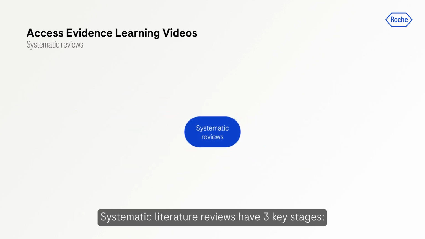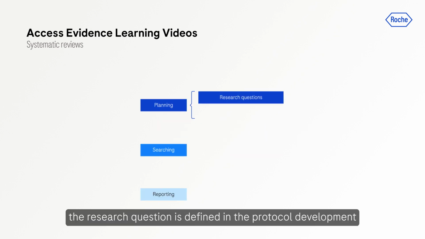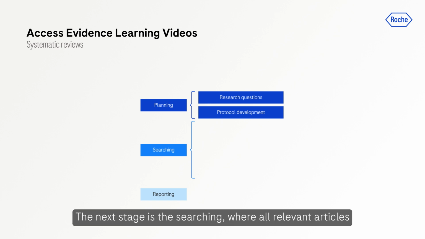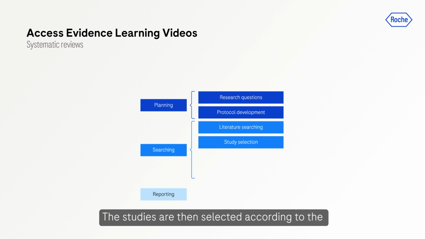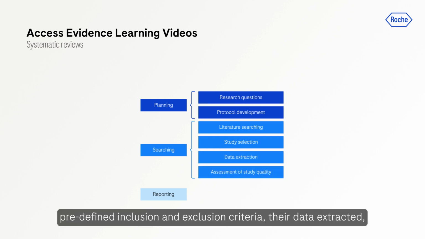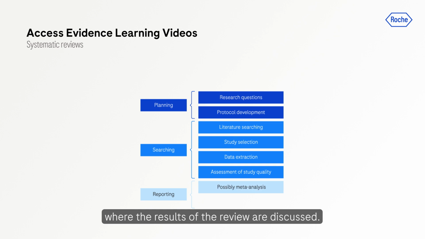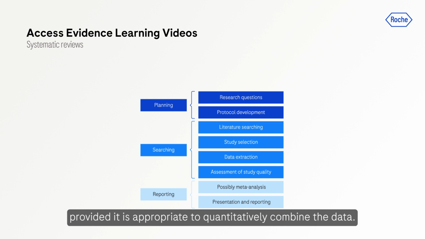Systematic literature reviews have three key stages: planning, searching, and reporting. In the planning stage, the research question is defined in the protocol development, which describes how the literature review will be conducted. The next stage is the searching, where all relevant articles are identified according to an explicit pre-specified search strategy. The studies are then selected according to the predefined inclusion and exclusion criteria, their data extracted, and the quality of their design and reporting assessed. The final stage is the reporting, where the results of the review are discussed. At this stage, a meta-analysis could be carried out, provided it is appropriate to quantitatively combine the data.